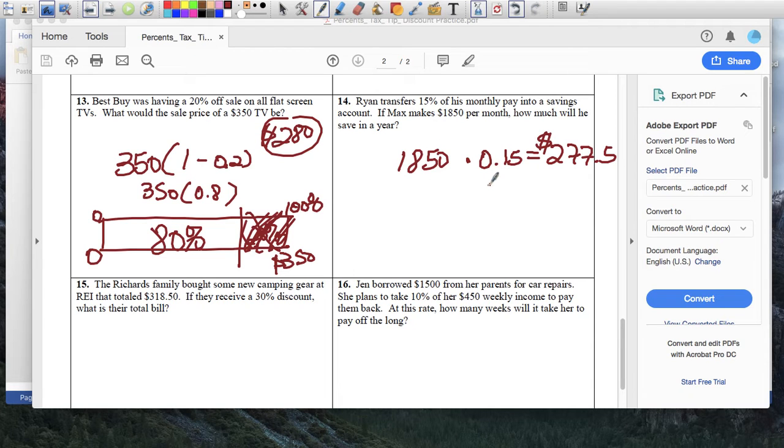And how much does he save in a year? Well, multiply that by 12, and at the end of the year, he's going to have a nice sum of $3,330.